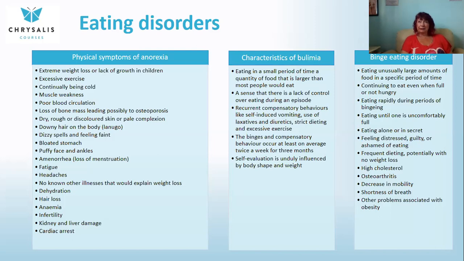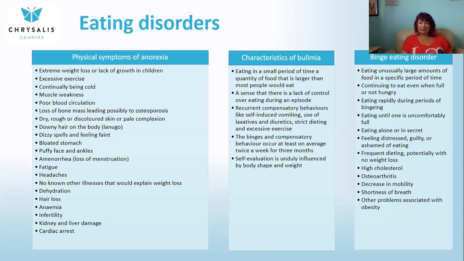And the main reasons for death with anorexia are complications from starvation, abnormally low weight, and suicide. So it's a much higher risk than bulimia. And bulimia means the nervous hunger of an ox.